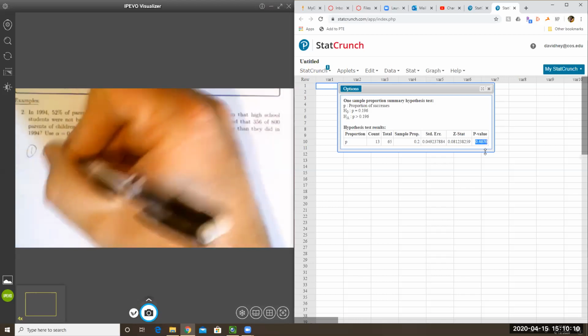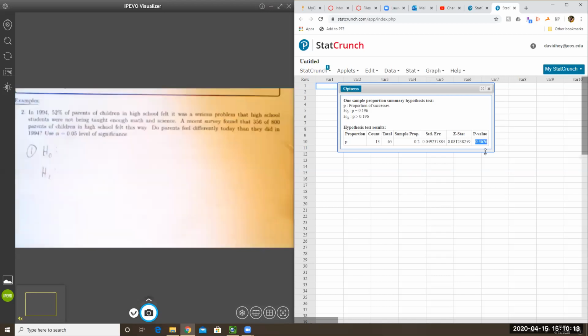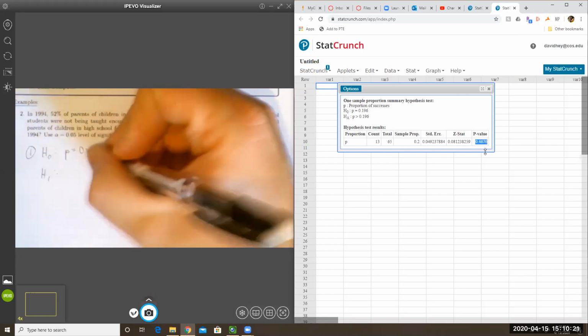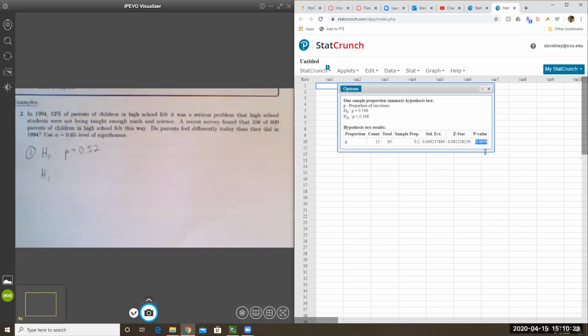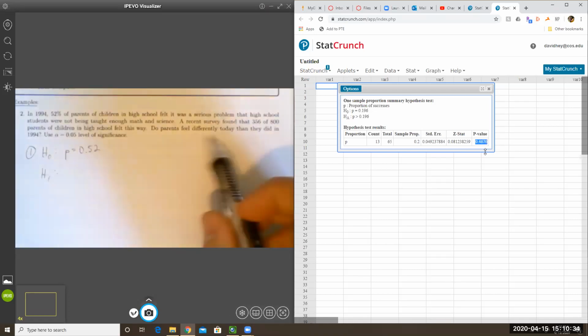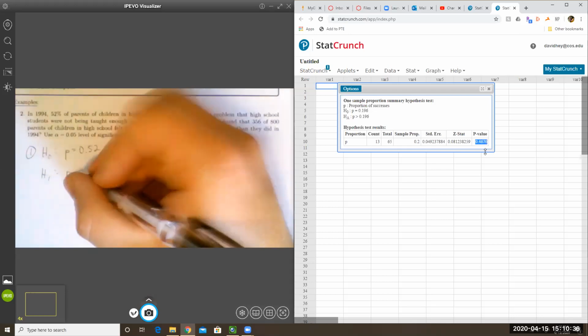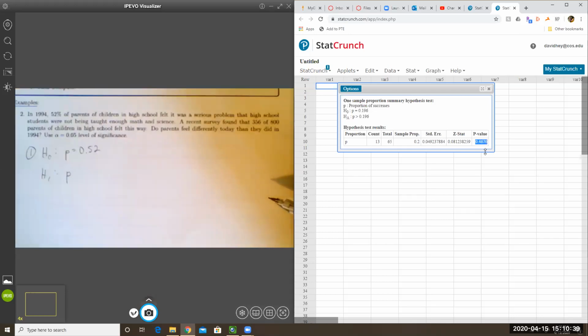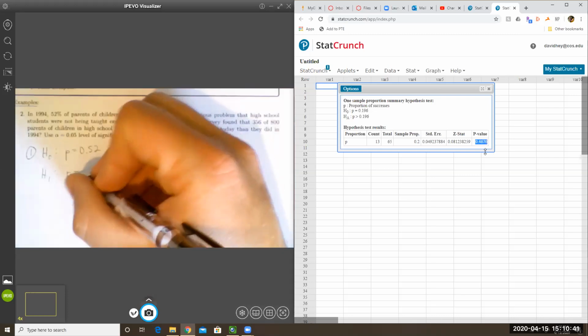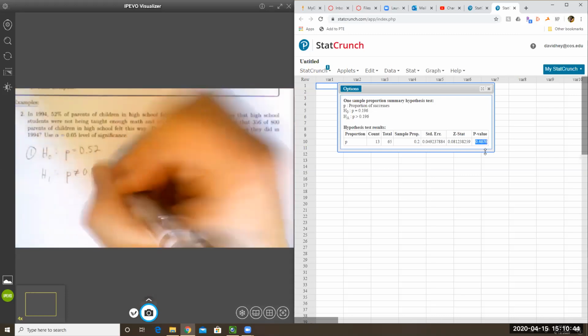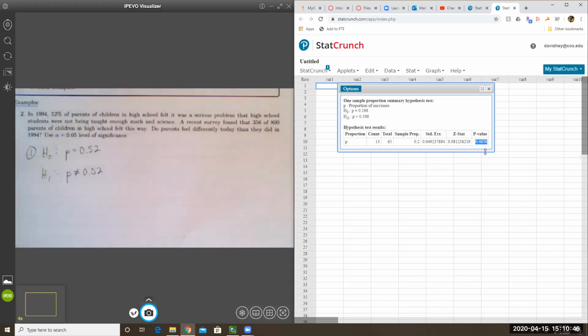So first we need to state the null and alternative hypotheses. The null hypothesis is that no, parents still feel the same way that they did in 1994, right? 52% of them still feel this way, that their kids aren't being taught enough math and science. The alternative hypothesis is that parents feel differently. It doesn't say that the percentage is less or greater. It just says that it's different, right? So this is going to be a two-tailed test.